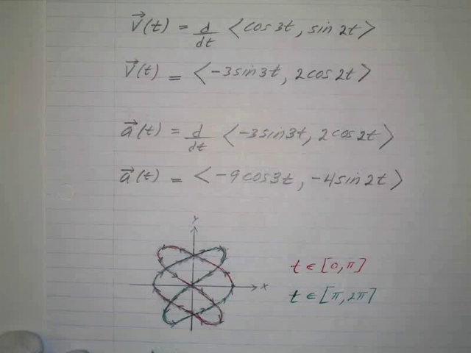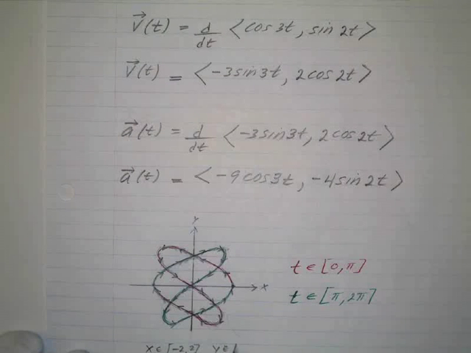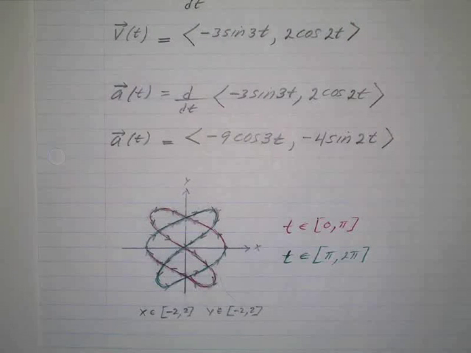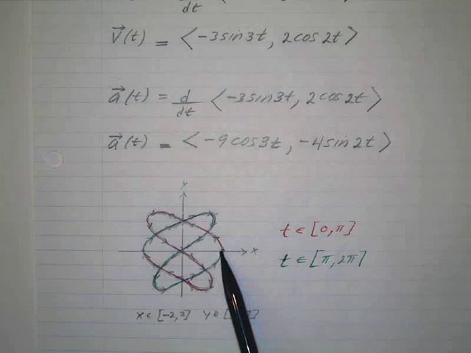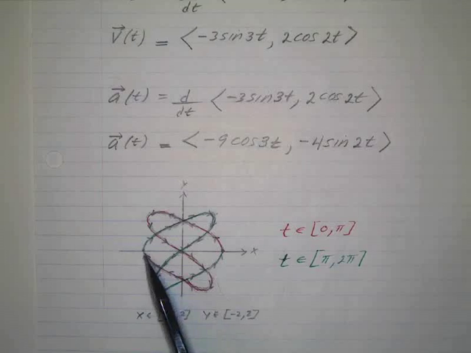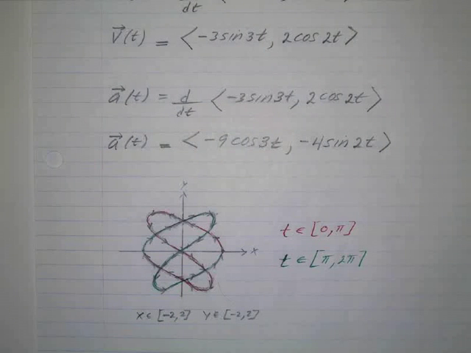So the window was x goes from negative 2 to 2, and y was negative 2 to 2. So that's my window. And then, like I said, I used a t-step of, I think, 0.1. And t goes from 0 to 2 pi. And that took me all the way around. So, like I said, you can check that on your calculator. We'll start here, again 0 to pi, and then from pi to 2 pi, it looks like this. Okay? So that was pretty straightforward.